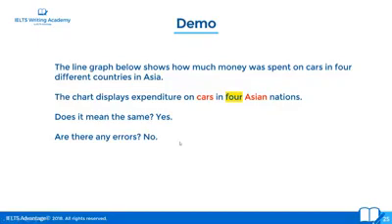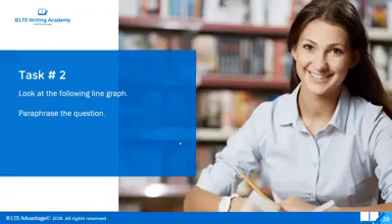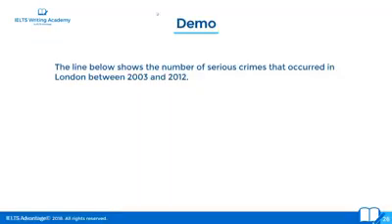If you need help with paraphrasing, it's probably a vocabulary and grammar issue that you're having. You don't really have a paraphrasing issue. Like if you keep practicing paraphrasing and you're still making mistakes, you need to go back and improve your grammar and improve your vocabulary. So task 2, look at the following line graph and paraphrase the question. So what I've done is I've just made it a little bit bigger for you guys, just in case you have any internet speed problems.